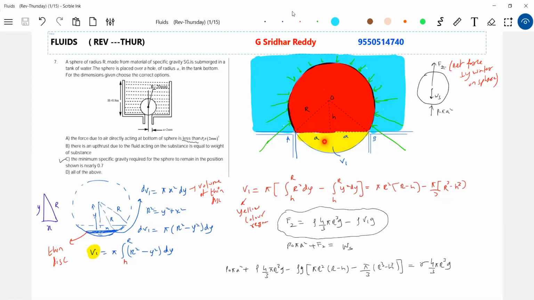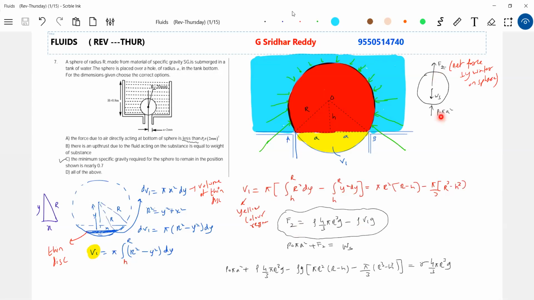What is the volume of this yellow color region? The limit should be h to r. So integrate. We'll get the total. That's the volume of yellow color region, or volume of sphere in air. Then what I do is net force by water on sphere. So what is the method? Volume of sphere minus volume of this yellow color region. If I subtract, then I'll get the F2.